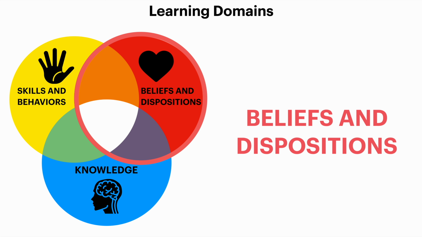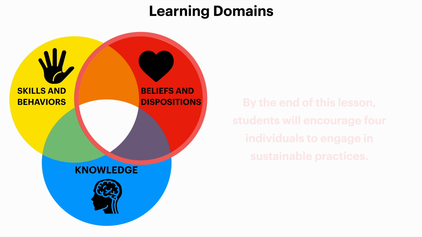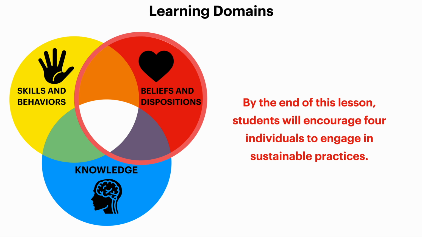Sometimes the way we think and feel, along with our unconscious habits, can get in the way of learning new things or developing new skills. This is where it is important to focus on what motivates you or your students to get involved and succeed. For example, by the end of this lesson, students will encourage 4 individuals to engage in sustainable practices. This objective focuses on increasing students' willingness to use the knowledge and skills that they acquired.